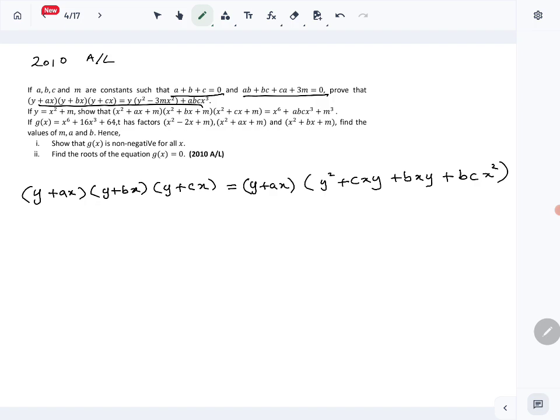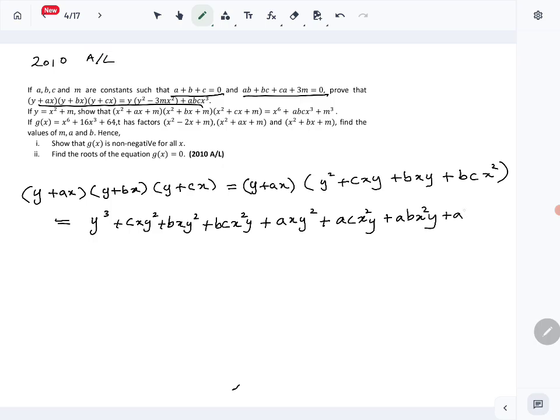Right. Then again expand, you will get what? y cube, c x y squared, b x y squared, b c x squared y, a x y squared, a x squared y, sorry, a c x squared y, a c x squared y, a b x squared y, a b c x cube.